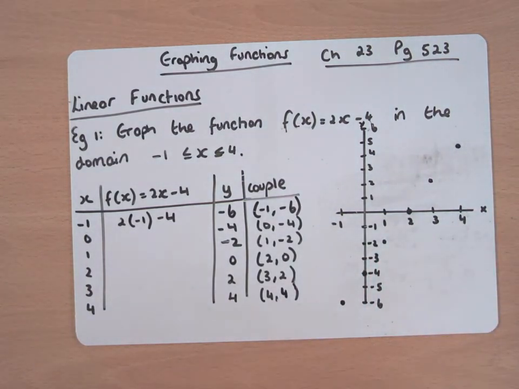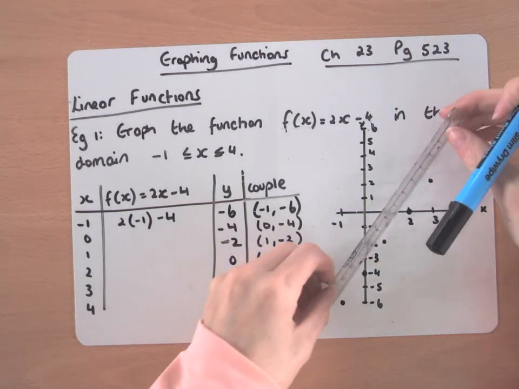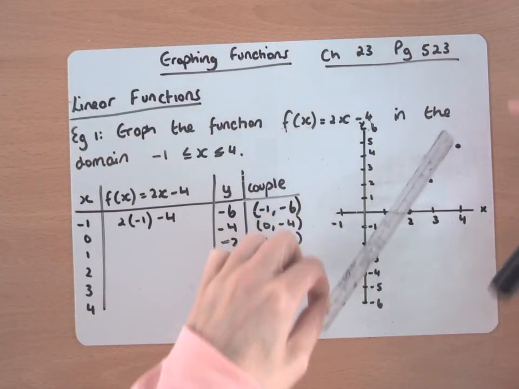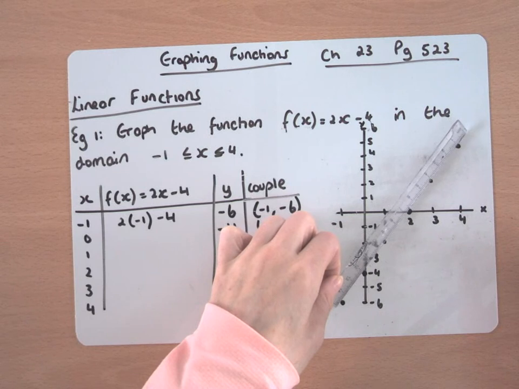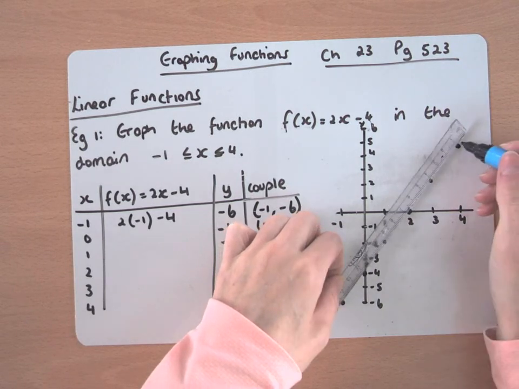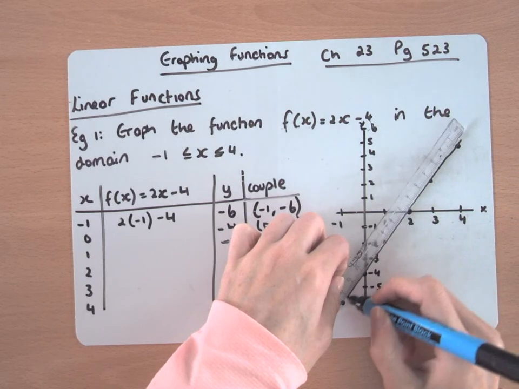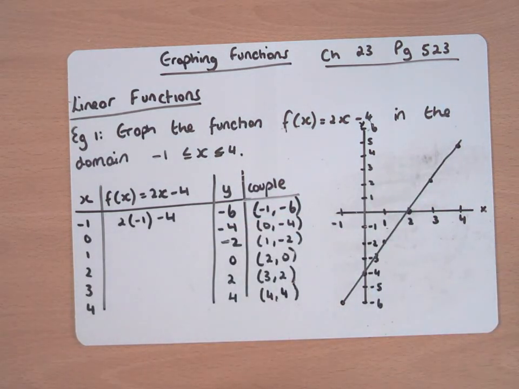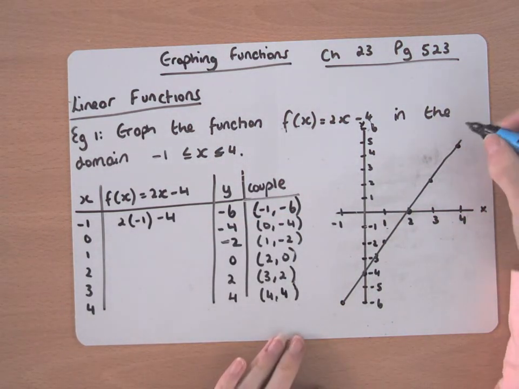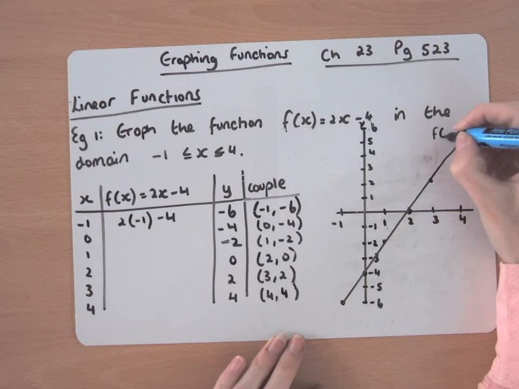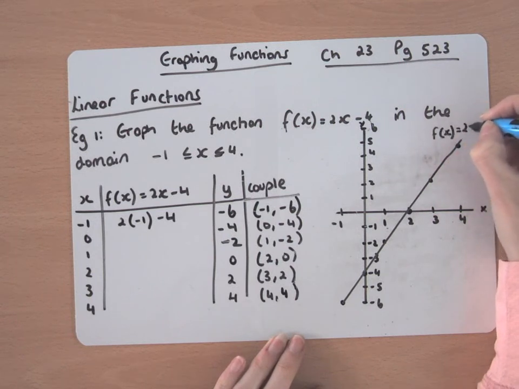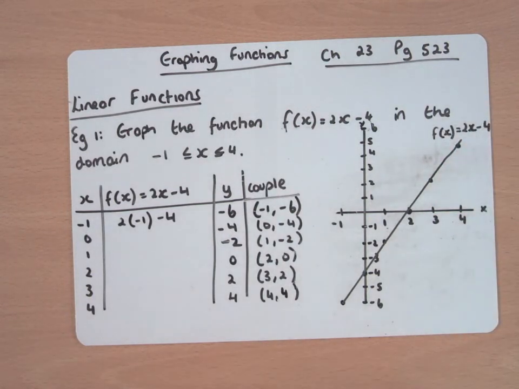And then you get your ruler out and you draw a nice straight line between them. Mine might not be that straight because I don't have lines. I should have used a grid. Okay? And there's my function. 2x minus 4. You okay?